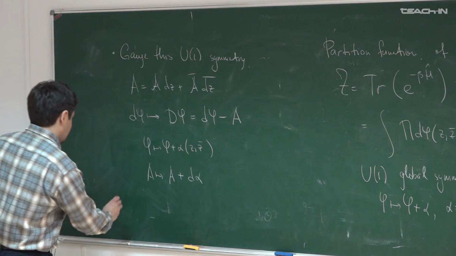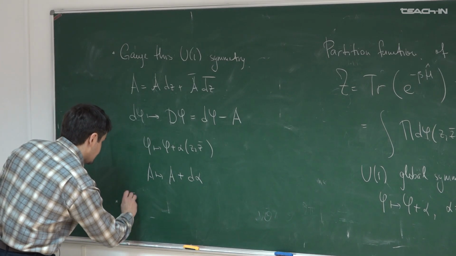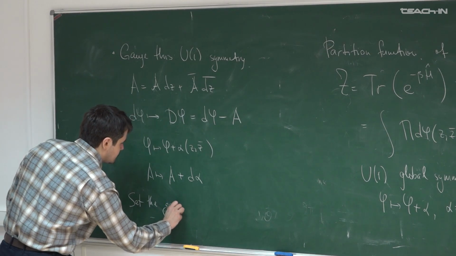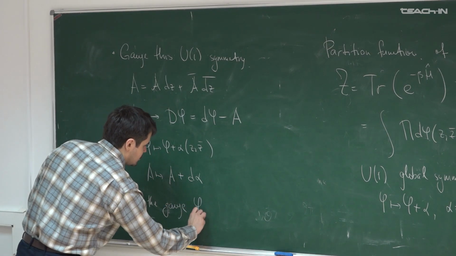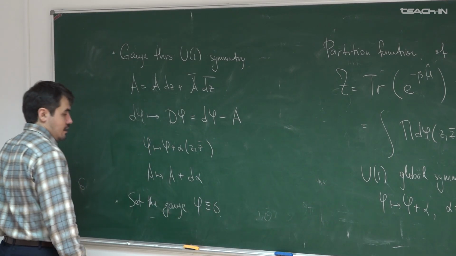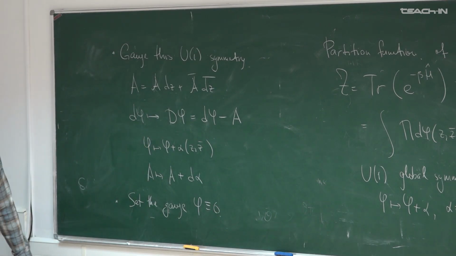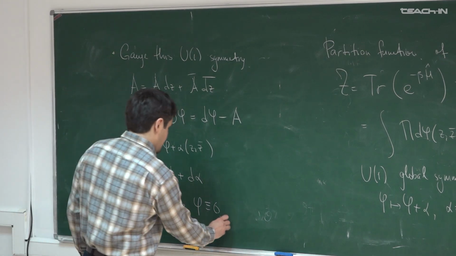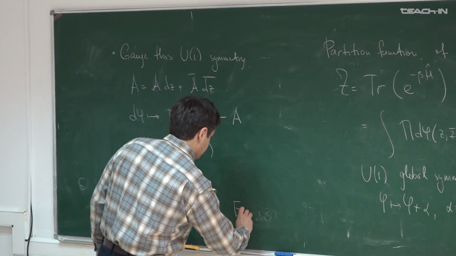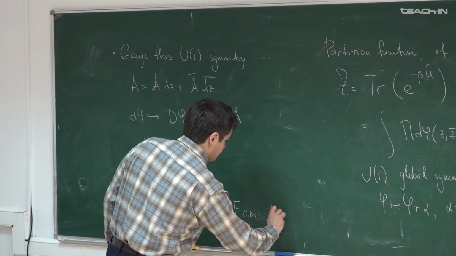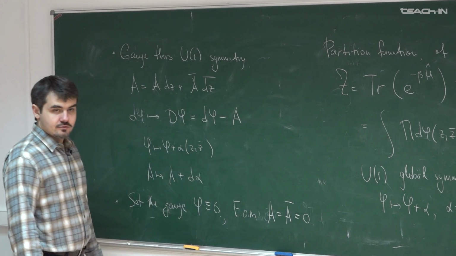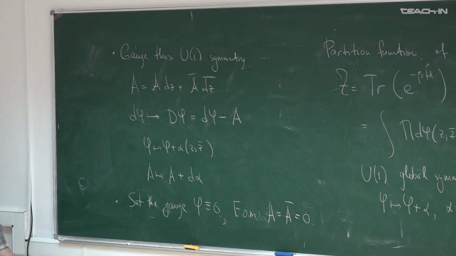So we could go to set the gauge phi just equal to 0. And then our action will be just the square of A. So in particular, the equation of motion will tell us that A is 0. So this is a kind of silly theory.